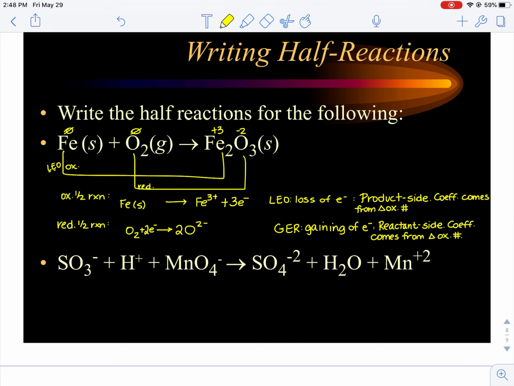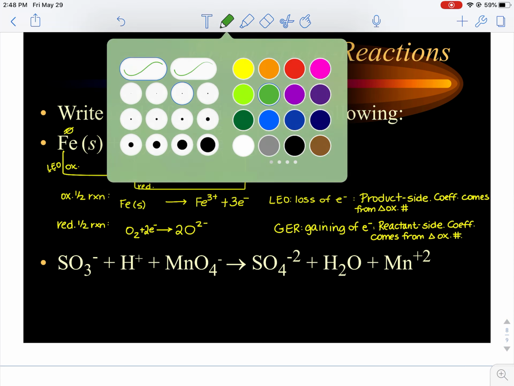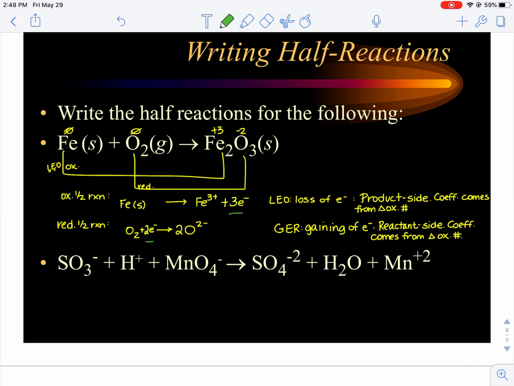At this stage in the game, speaking of balancing, you'll notice that the electrons lost in this reaction and the electrons gained in this reaction don't equal each other. In real life, they do. When we start to put this all back together, we have to have the electrons lost equaling the electrons gained. That's not where we're at yet. We're just practicing recognizing what's being oxidized and reduced, and how we write the oxidation and reduction half reactions. Because again, the overall shows them happening simultaneously, but these half reactions are showing them as happening individually.